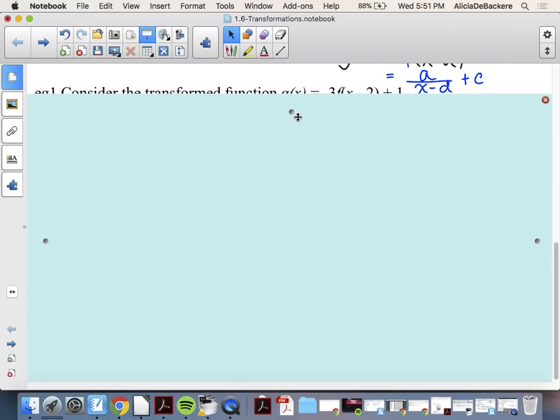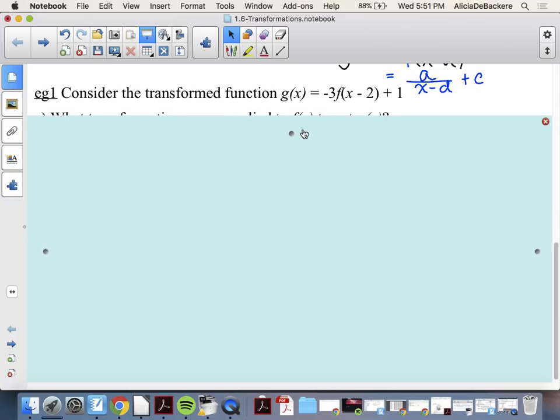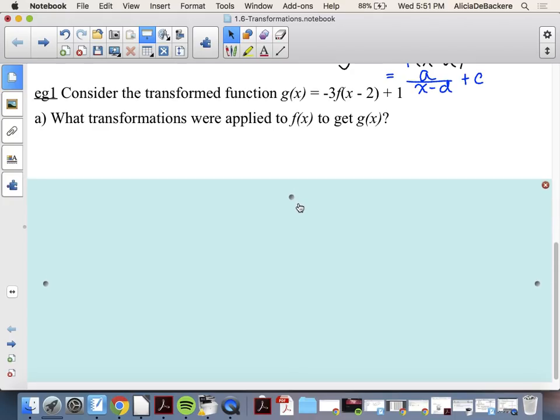All right, so we're going to take a look at an example. And in this example, they've told me that the g at x function is equal to -3 times whatever the function is. I don't know what we're doing yet. Maybe it's squaring, maybe it's square rooting, of x minus 2 plus 1. So the first thing they want me to tell them is what transformations were applied. I still don't know what the parent function was. I don't know if it was the reciprocal or the radical, but I also know it doesn't matter. Transformations are the same no matter what the function is.